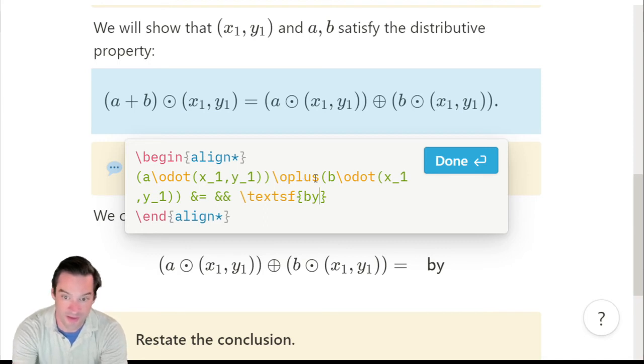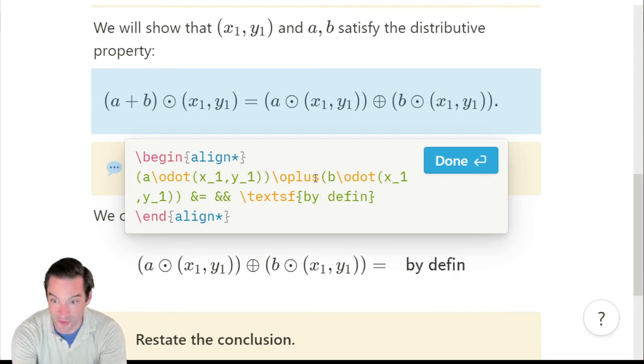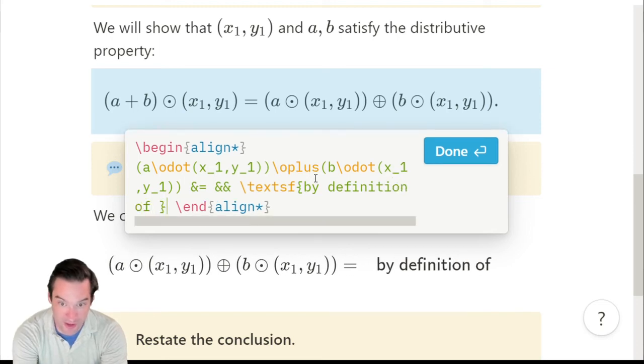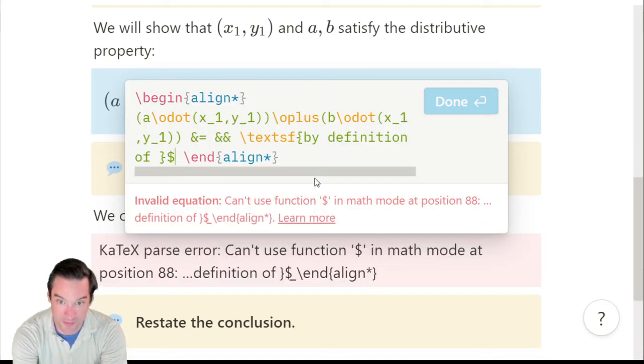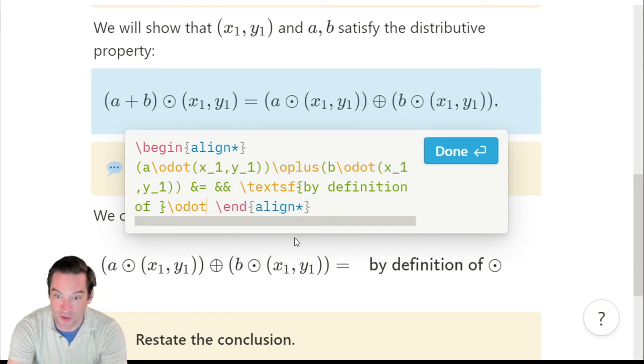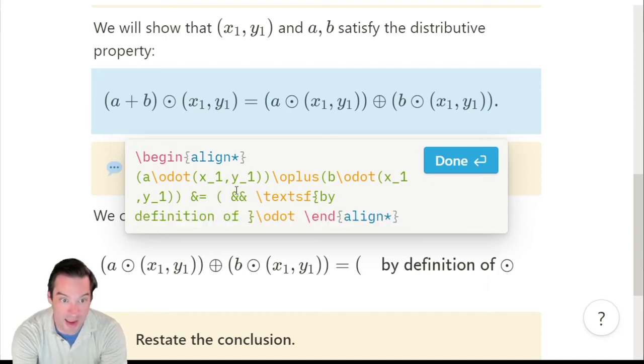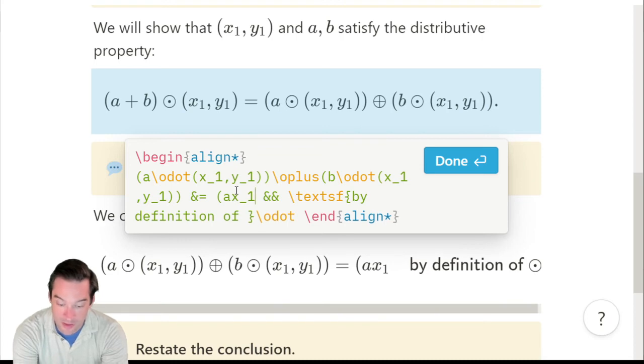The scalar operation? Yeah, the scalar multiplication. So by definition of my funny multiplication, because in the order of operations, that's the first thing happening inside the parentheses here. I'll use that funny multiplication to replace a funny multiplication x1, y1 with a times x1, comma, y1 to the power a.